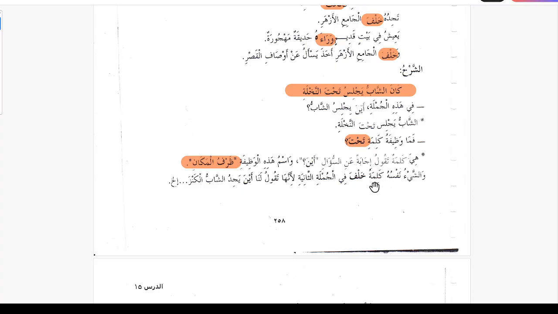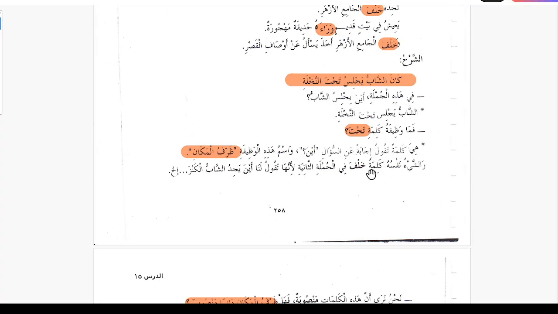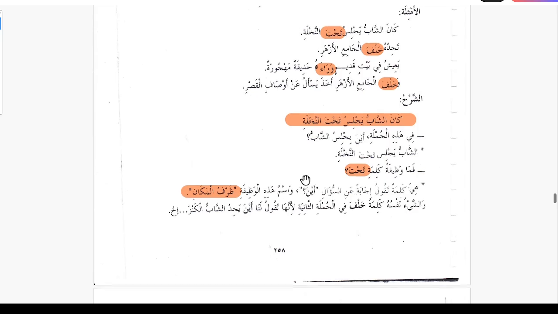Washayu nafsuhu kalimatu khalfa, and the same thing is for the word khalfa in the second sentence. Liannaha taqulu lana, because it tells us aina yajidu shabu kanza, where the young man will find the treasure. So he will find the treasure behind the Al-Azhar mosque, etc.